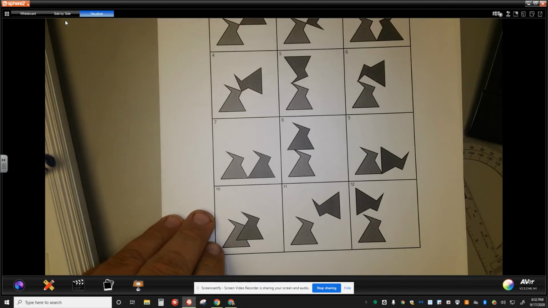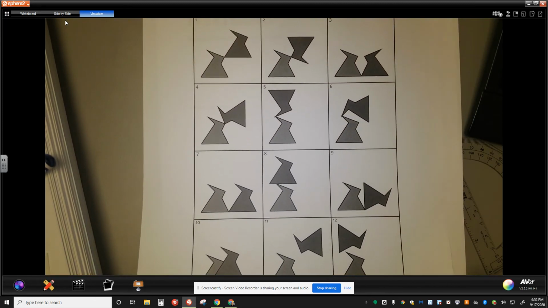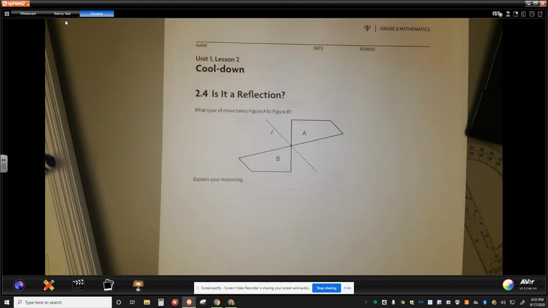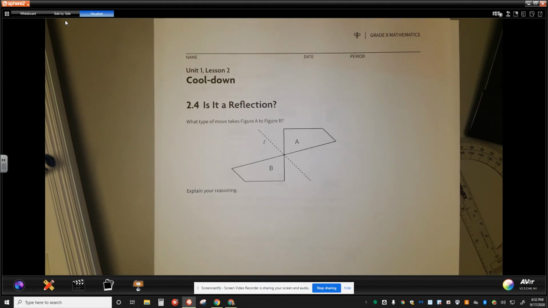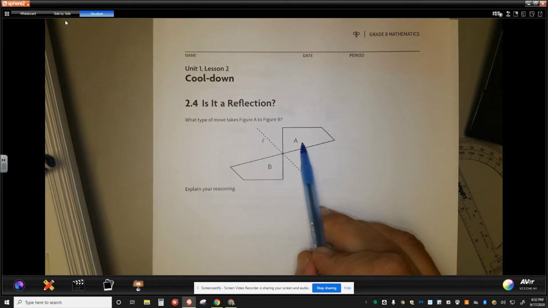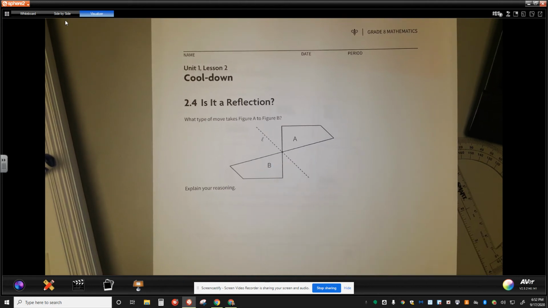Let's just recap real quick. I'm going to go ahead and skip this one. Let's talk about the cool down real quick. What type of a move takes figure A to figure B? Explain your reasoning. Please take a moment to write down a couple of thoughts and decide what it's going to take to get from point A to point B. All right, now that you've had a minute to think about it, hopefully you paused and you took some time to write it down.